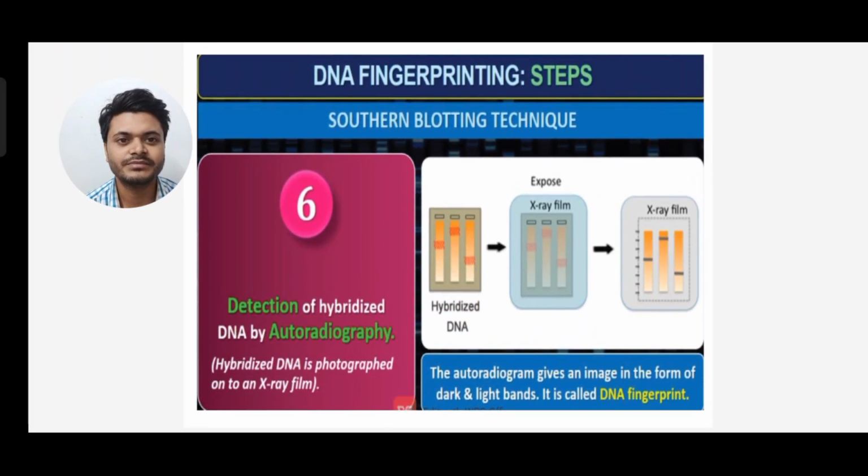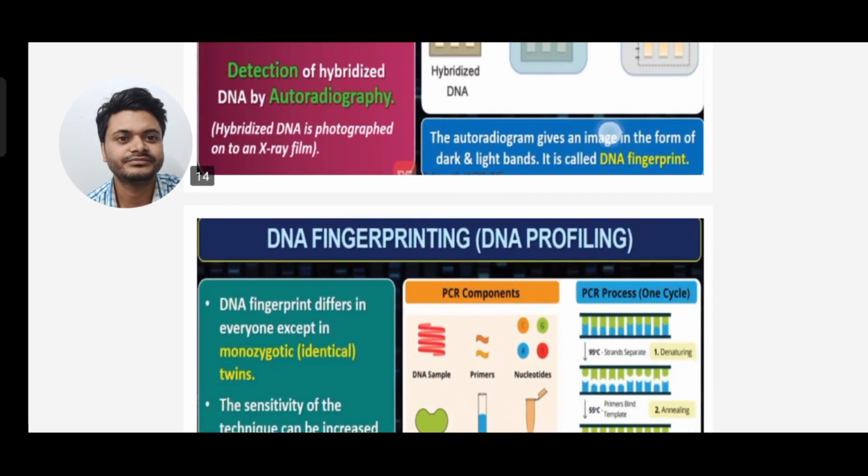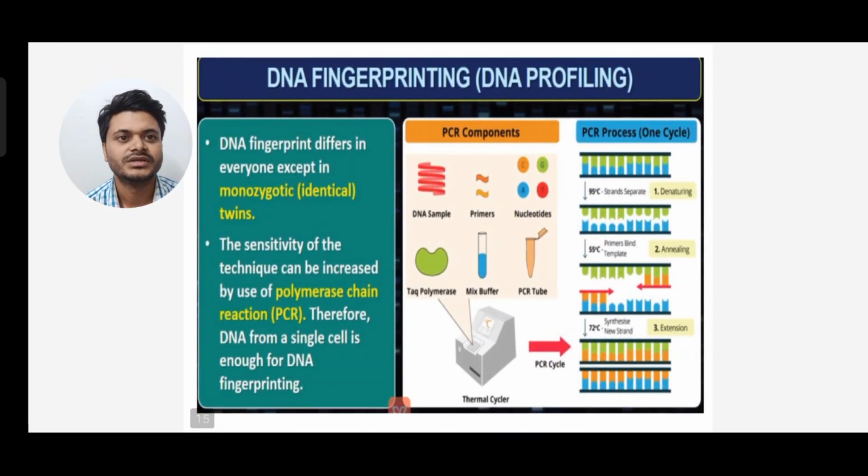In the sixth step, we have detection of hybridized DNA by autoradiography. That is, hybridized DNA is photographed on an X-ray film. You can see the hybridized DNA on the left hand side, then we have the X-ray film. The autoradiograph gives an image in the form of dark and light bands. It is called DNA fingerprints. You can see the dark and light bands in the X-ray film. DNA fingerprints differ in everyone except monozygotic, that is identical twins. So DNA fingerprints differ in everyone.